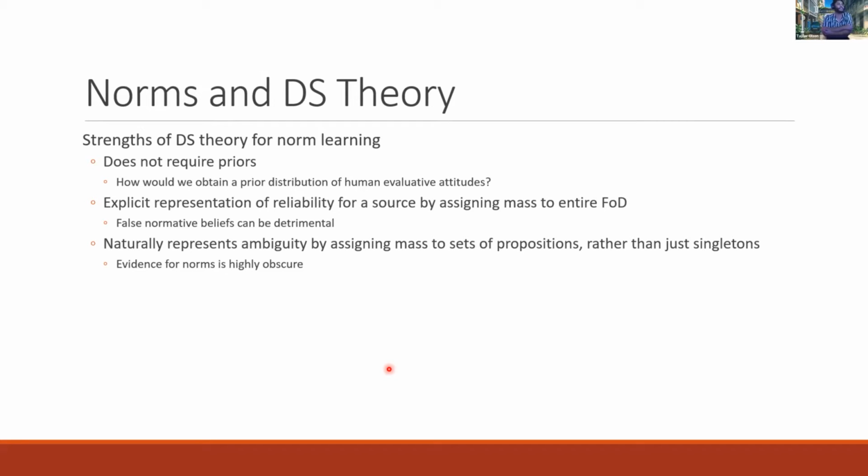And similarly, you can actually represent ambiguity because you can assign mass to sets of propositions rather than just singletons. This is important mostly for norms because the evidence you get while you're observing other agents perform actions and give feedback is highly obscure, right? So you need to be able to represent this ambiguity.